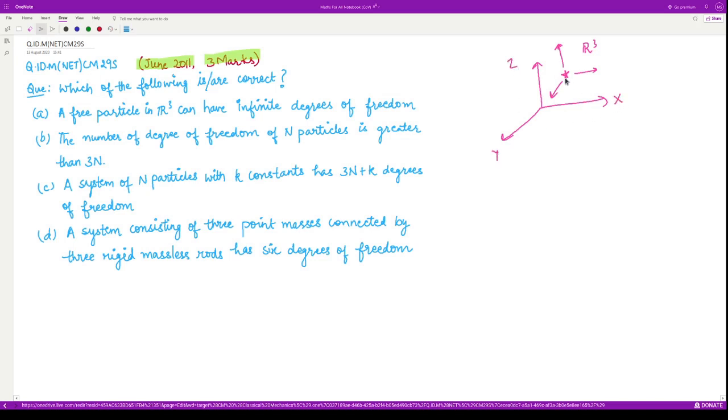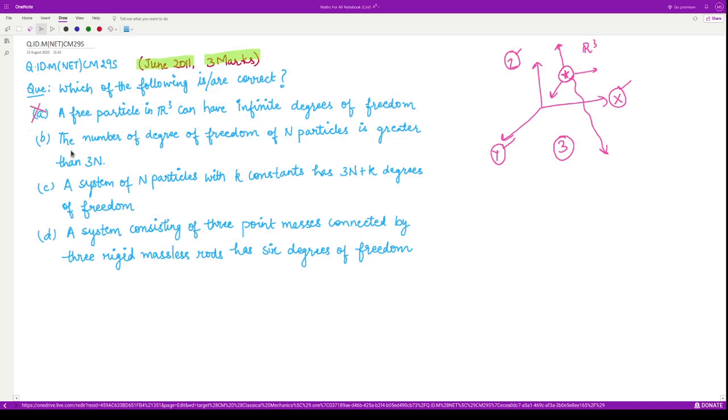Now if a particle tends to move in some random direction, then it would definitely be some function of either X or Y or Z. So in that case also you can specify the motion of this particle in terms of these 3 coordinates only. So these are the 3 independent coordinates which are required to specify the motion of this single particle. Therefore, a free particle in R cube can have 3 degrees of freedom, which is a finite number. Therefore, this option is incorrect.